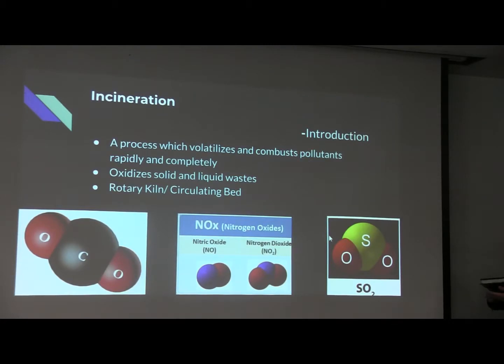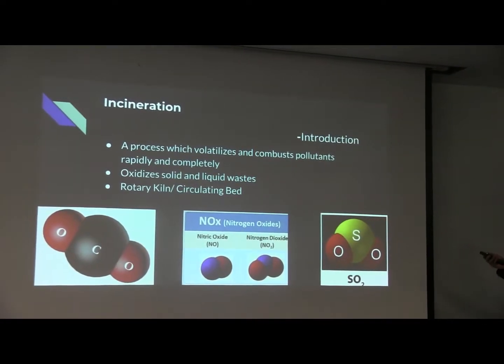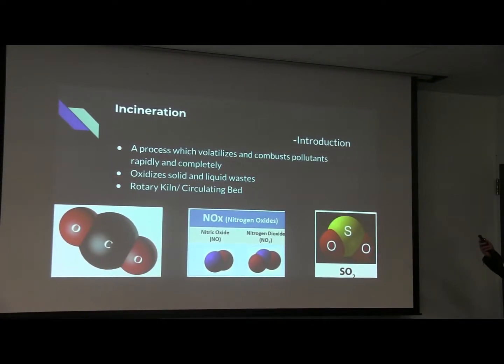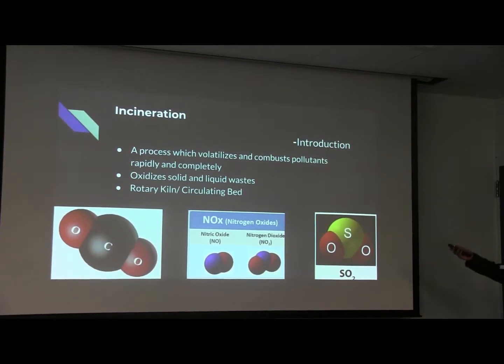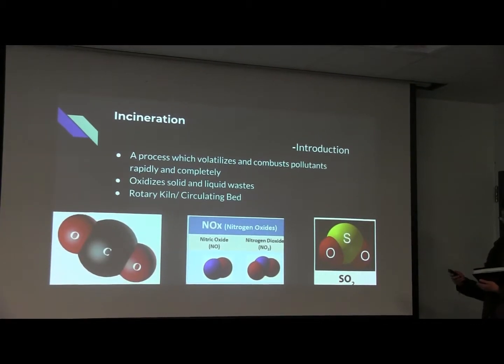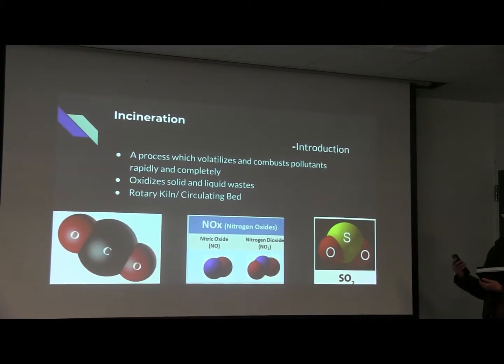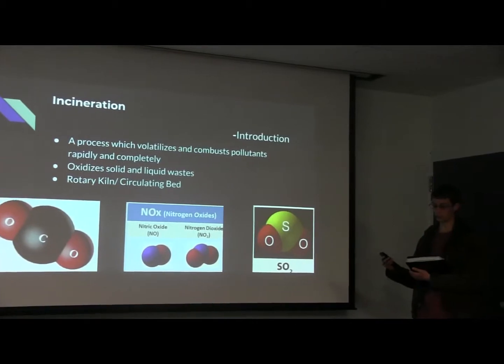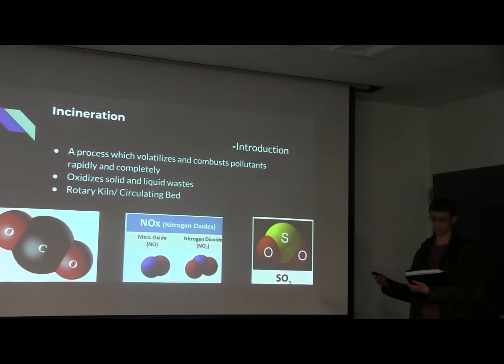Incineration is a process which volatilizes pollutants rapidly and completely. Failing to do so through incomplete combustion has the potential to produce nitrogen dioxides and sulfur dioxides, which will be discussed further on in the limitation section, but is presented here as a visual. The two forms of incineration which will be discussed are rotary kiln and circulation bed incineration.